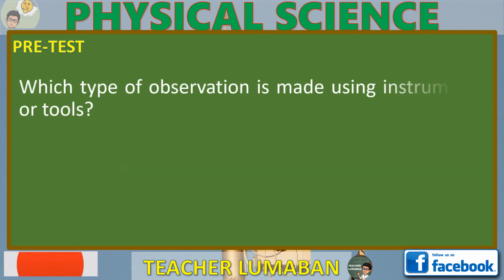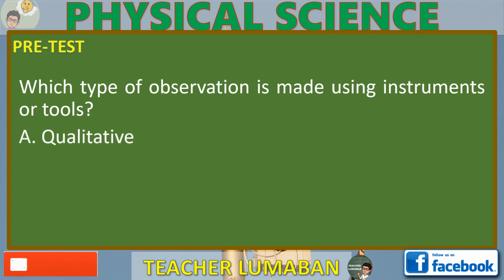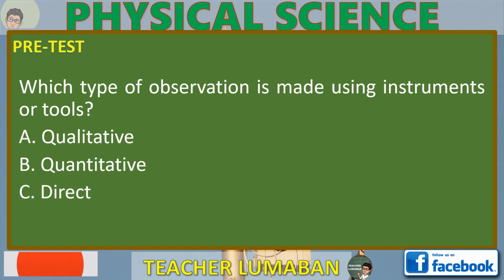Which type of observation is made using instruments or tools? Letter A, qualitative. Letter B, quantitative. Letter C, direct. Letter D, indirect.